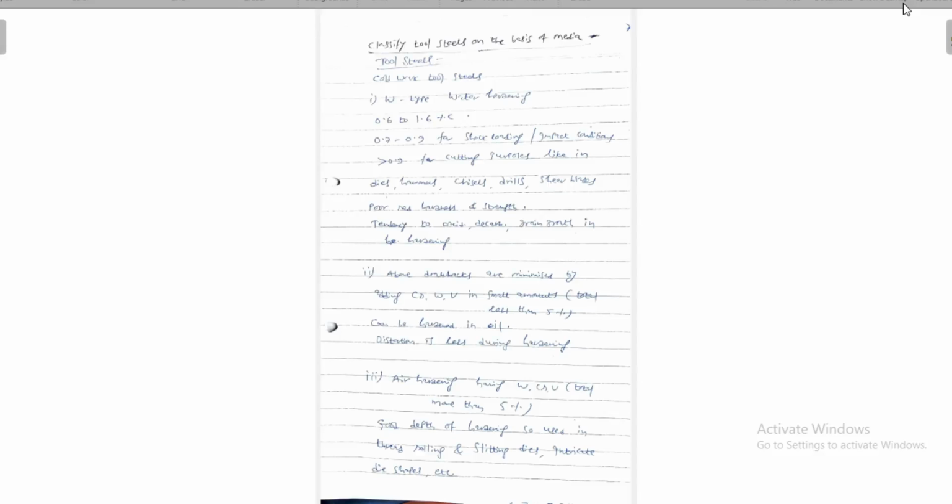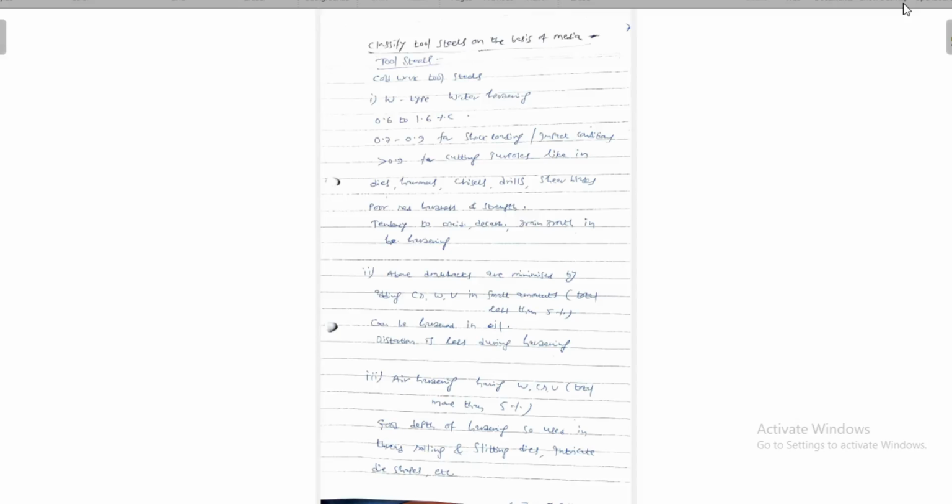Next type of high alloy steel is tool steel. Tool steels have been classified on the basis of quenching media. First is cold work tool steel. Cold work steel is again of three types. W type means water hardening. Here the water will be used as a media in the quenching treatment given to the tool steel.